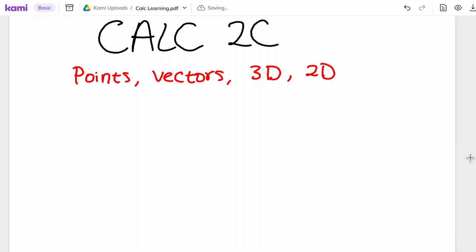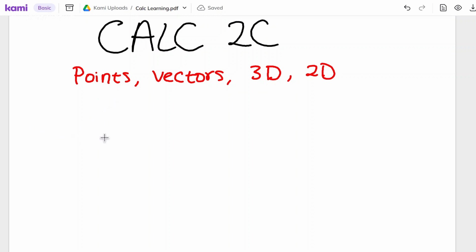This time we're moving past series and sequences, and we're moving on to the other part of the class, which is vectors, and more specifically moving on to graphing in 3D planes. So what is a point on a line?